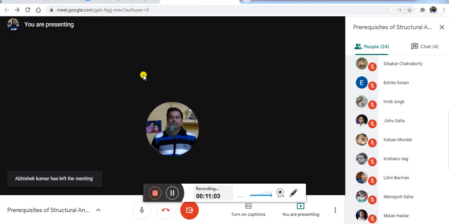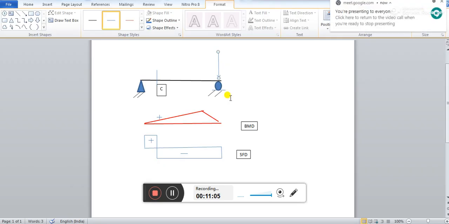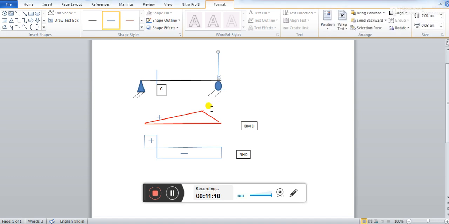Okay. Anyway, forget. So have you got this? So what I am trying to explain here? You see, with the movement of this load, for a particular point C on this beam, if you want to find out the bending moment diagram, then that diagram will be called as influence line diagram.